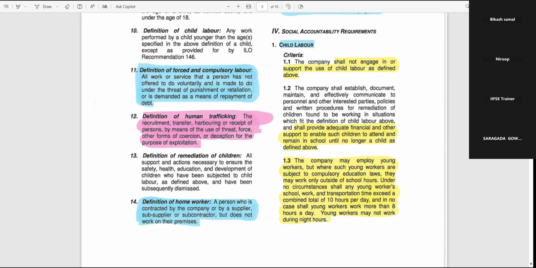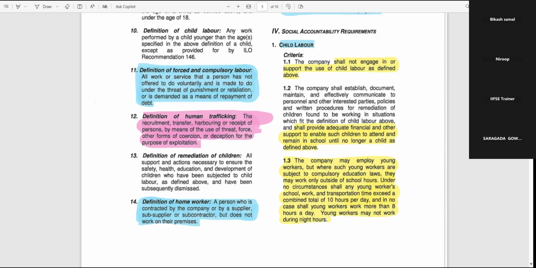When I talk about the requirement, child labor, that is the first requirement. The company shall not engage in or support the use of child labor as defined. So no company should be allowed to use child labor. The company shall establish, document, maintain, and effectively communicate to personnel and other interested parties policies and written procedures for remediation of children found to be working in situations which fit the definition of child labor above, and shall provide adequate financial and other support to enable such children to attend and remain in school until no longer a child as defined above.